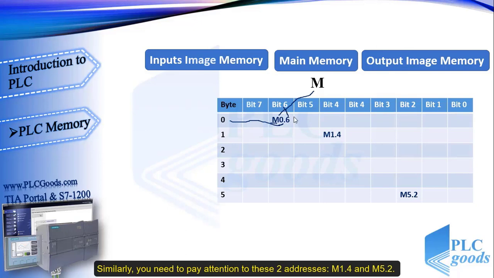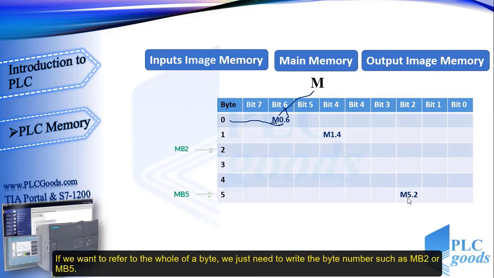Similarly, you need to pay attention to these two addresses, M1.4 and M5.2. If we want to refer to the whole of a byte, we just need to write the byte numbers such as MB2 or MB5.